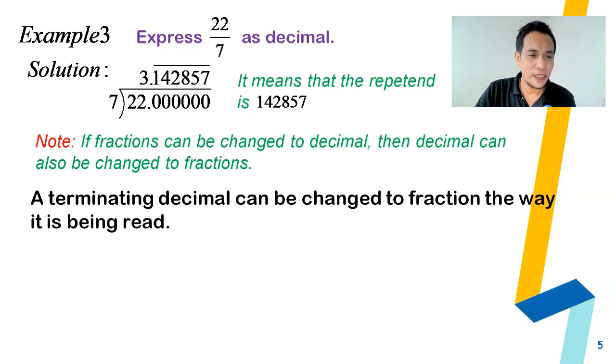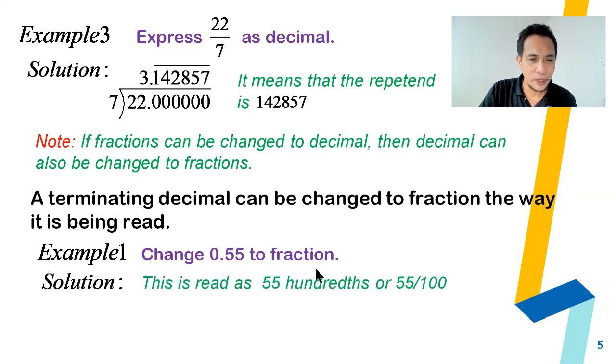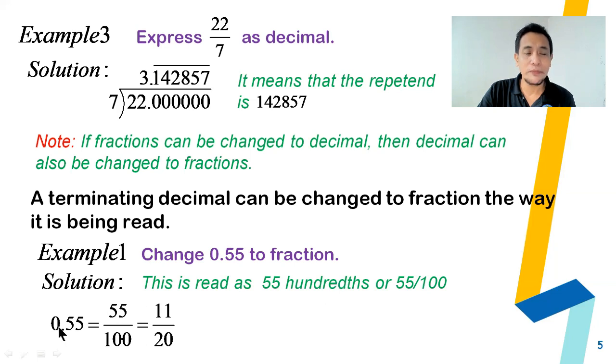Example number 1, change 0.55 to a fraction. We have the solution. 0.55 is read as 55 hundredths, or 55/100. So the fractional form of 0.55 is equal to 55/100.